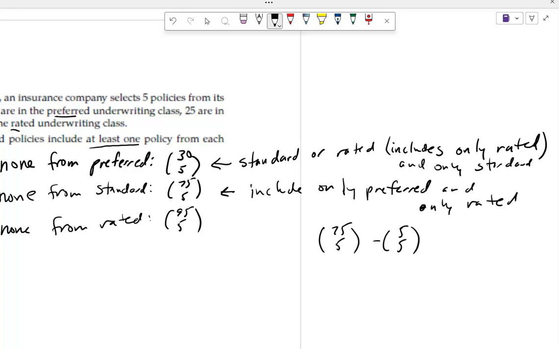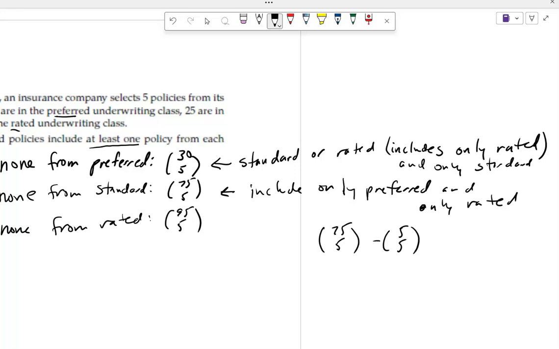Yes. Since we've already counted it in the first one, I don't want to count it again in the second one. Right? I don't want to count them again. I want to take it out. Now, this one certainly doesn't have any standard in it, so anything that's counted in the 75 choose 5, as long as it's not only rated, we have not counted it yet, right? So we can take that one out. What about this last one? Well, the last one's a little bit trickier.